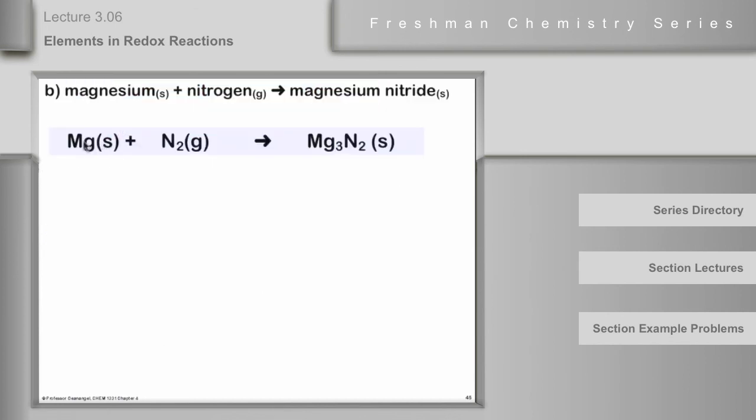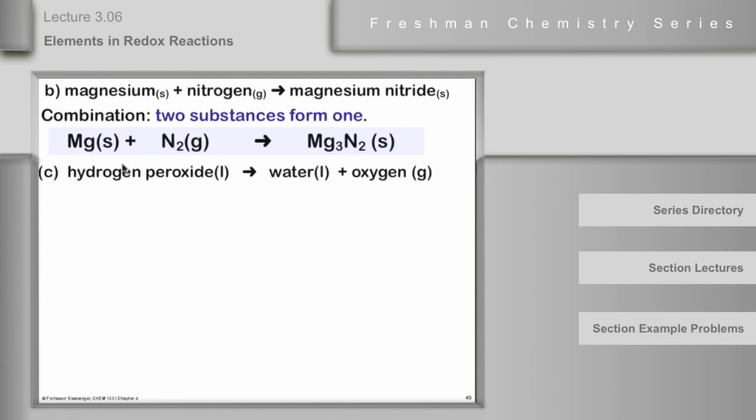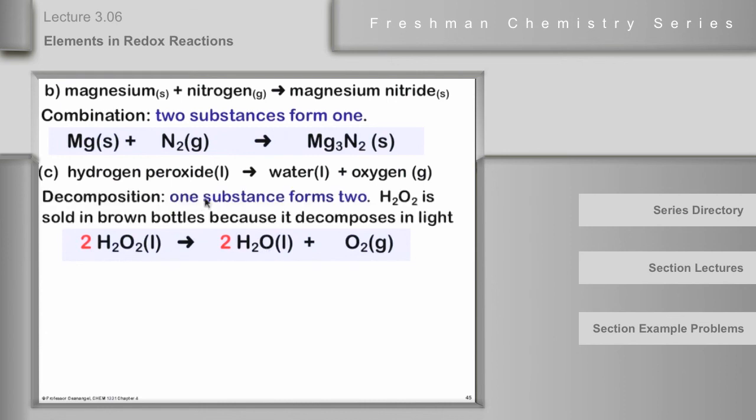Here's another one. If you heat magnesium and dinitrogen, you produce a red solid, which is magnesium nitride that we talked about once before. This is a combination reaction. 2 substances produce 1. And it is the reverse of the next one, which is hydrogen peroxide, which spontaneously decomposes in the presence of light to water and oxygen. And here's the balanced chemical equation for it. And that is the reason why most hydrogen peroxide solutions are sold in brown bottles.